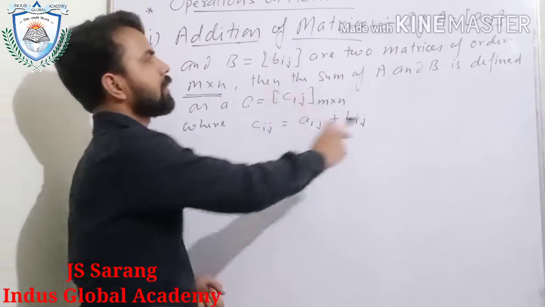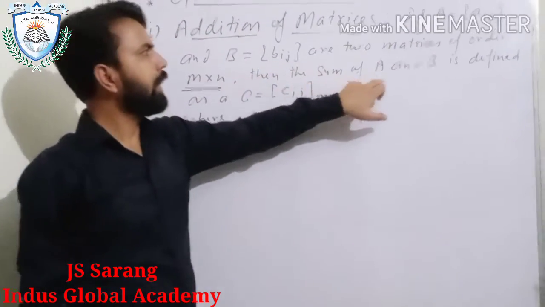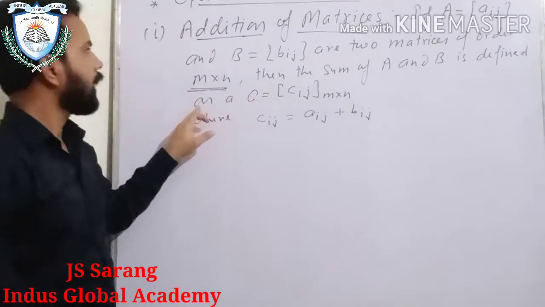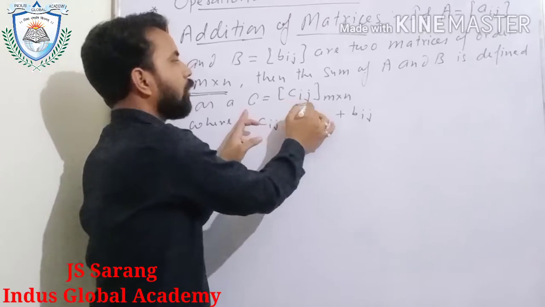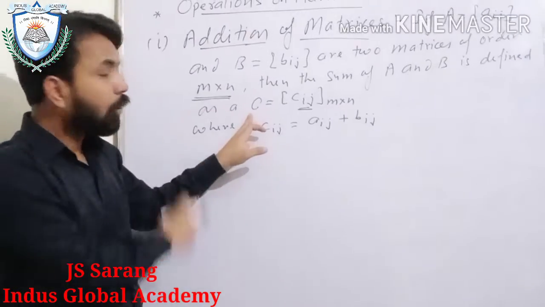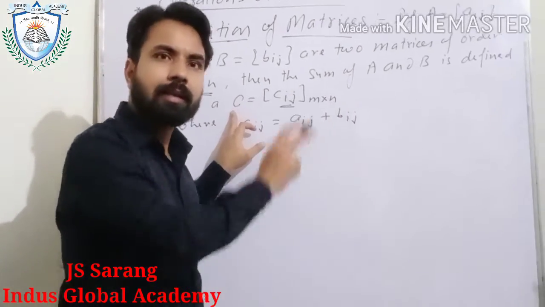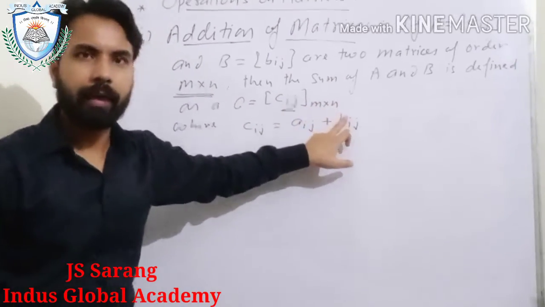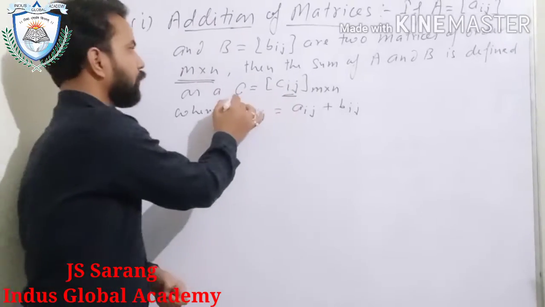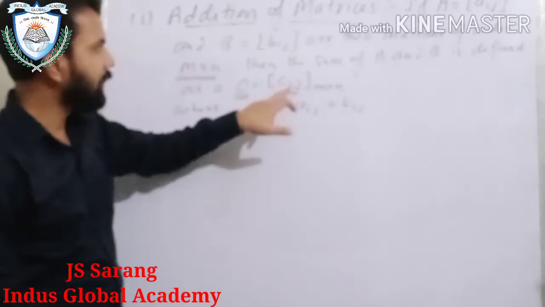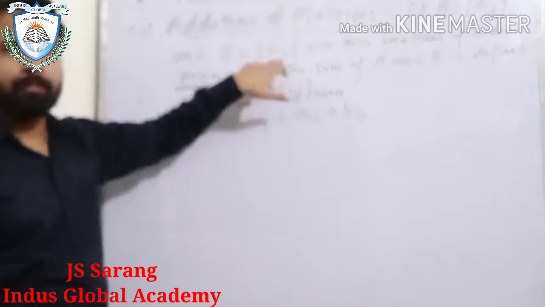So there are two matrices, one is A, another is B. The sum of A and B is defined as another matrix C whose elements will be in the form of Cij, and the order of the sum matrix will also remain the same, m by n, where Cij are the elements of that new matrix. So these elements will be in the form of Aij plus Bij.